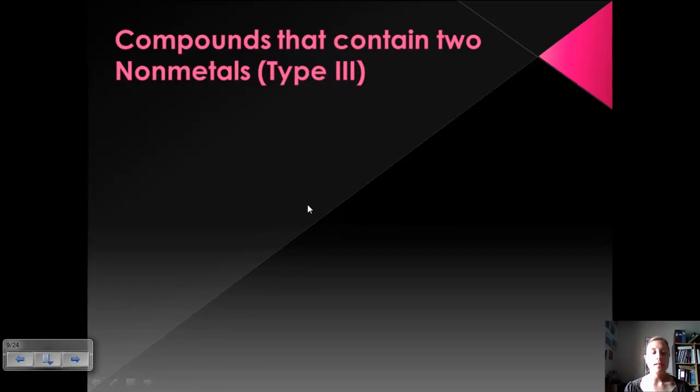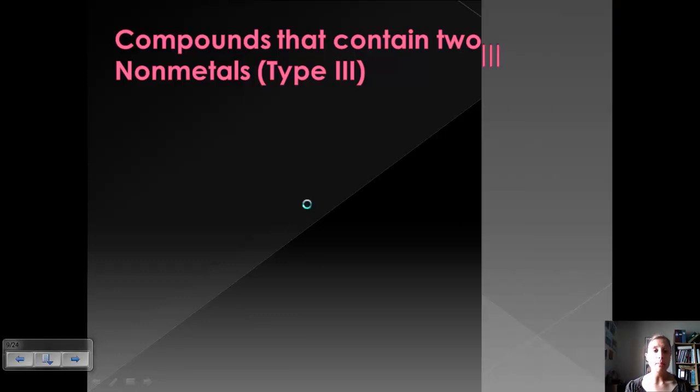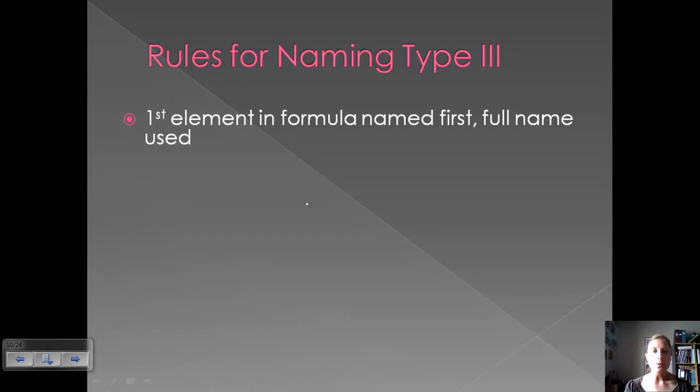Today we're going to continue our discussion of our unit on nomenclature. We're going to talk about naming type 3 compounds, which contain two nonmetals. There are a few rules for naming type 3 compounds. The first element in the formula is named first, and you just use the full element name.